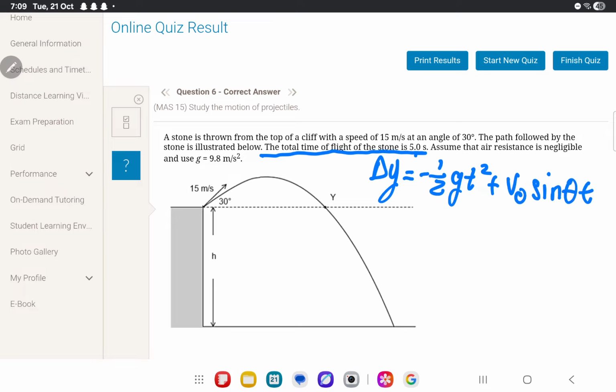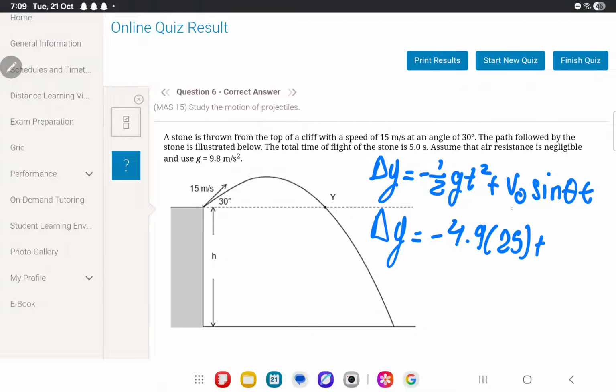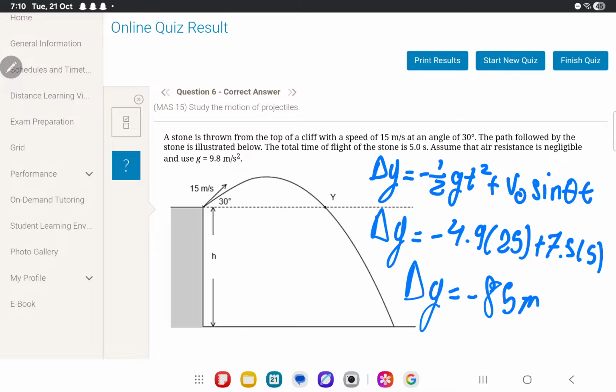Again, okay? Now, delta Y is equal to negative half of 9.8, which is 4.9. So negative 4.9 times 5 squared, because look, the time is 5. 5 squared is 25, plus V0 sine theta, we found it in part A, 7.5 times 5. This gives you delta Y to be negative 85 meters. So you might be asking, the answer is 85, but why is it negative 85? Because look, we set the Y axis to be up, because you're always taking the Y axis positive in the direction you're moving initially. The direction we're moving at the very initial start is what? Up. It goes up.